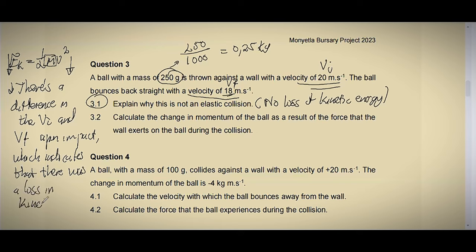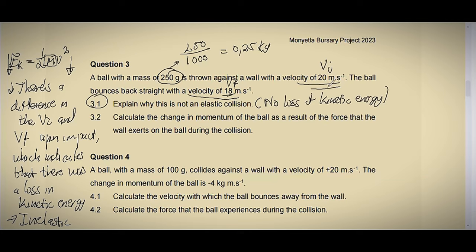Which indicates that there was a loss in kinetic energy. Now, we know that a loss in kinetic energy means that the collision was inelastic. So we mainly say there's a difference in the v initial and the v final upon impact, which indicates that there was a loss in kinetic energy. So this means we have an inelastic collision, right?